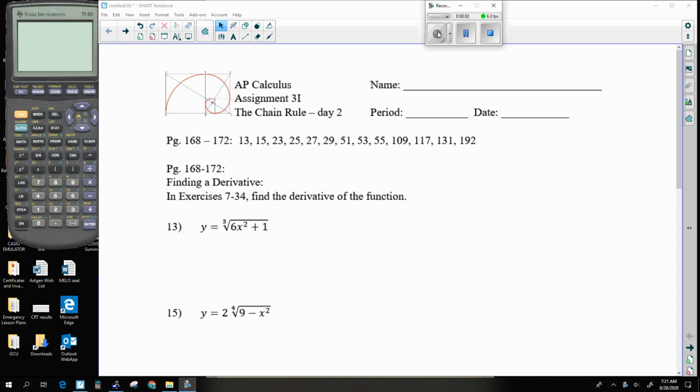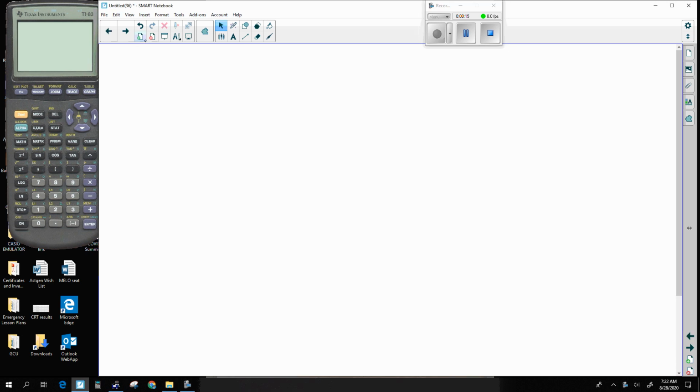All right, kiddos. Here we are with the chain rule, day 2. I know everybody's as excited as I am. Again, a brief idea behind the chain rule. So again, let's go over basic derivatives. Basic derivatives, things with exponents.